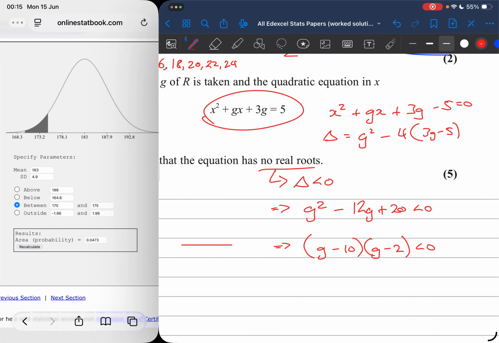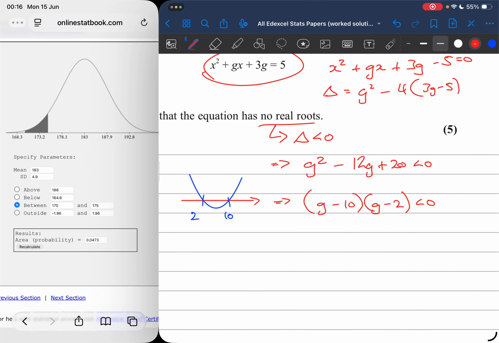And just for those that aren't sure on how to do this stuff when it's a quadratic, if we were just to plot this very quickly, it doesn't need to be too good. It's a smiley graph, positive 1, so smiley. So that's going to be a 2, that's going to be a 10. We need to be beneath 0, so underneath the curve, beneath these two numbers. So less than the 10, bigger than the 2.